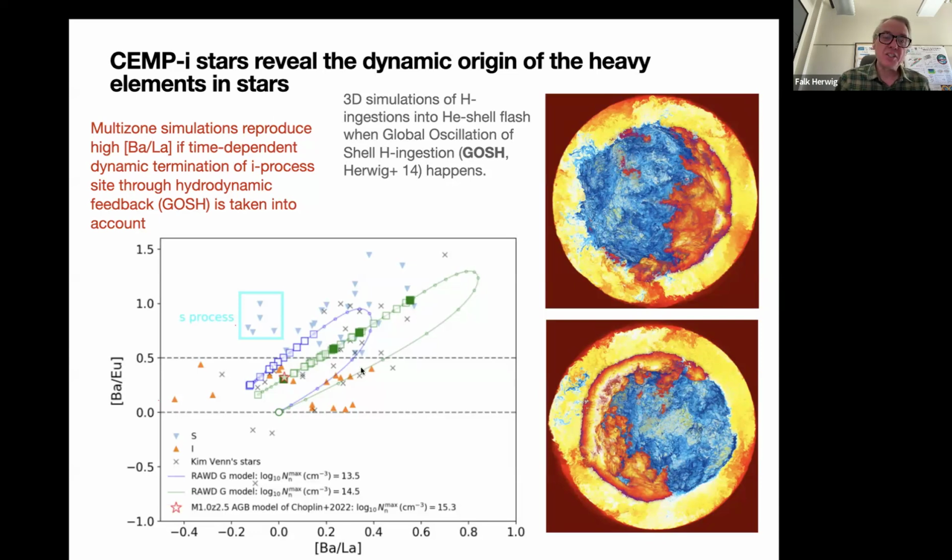We can see the time evolution of a multi-zone simulation with high enough neutron density. It goes all the way out here, and then it comes back. These different stars along this track can be interpreted as events where this convective reactive nucleosynthesis has been dynamically terminated at different times. And that is what we think is the solution to explain these high barium over lanthanum ratios. We think these results are essentially the smoking gun for the dynamic convective reactive nucleosynthesis of heavy elements in these metal poor stars.